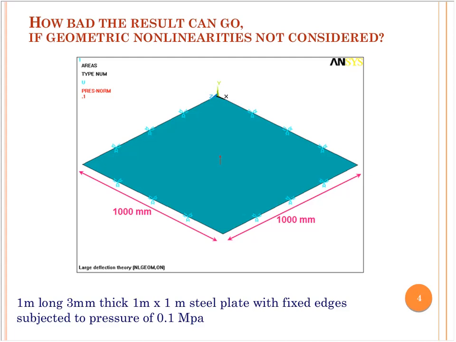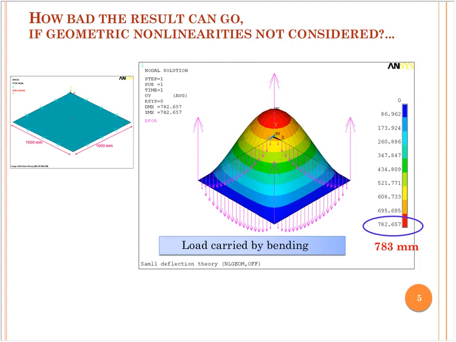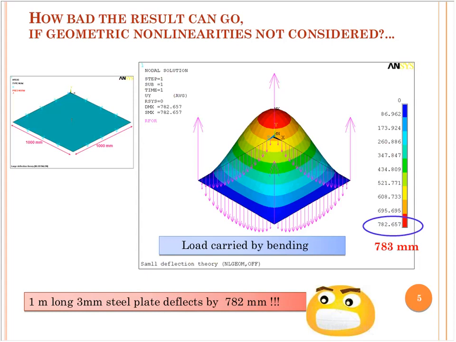When we solve this problem using a simple linear static analysis, we are going to get a deflection of around 783 mm. But imagine a situation, a 3 mm thick steel plate of 1 meter in size deflecting 782 mm is obviously wrong. It is practically not possible. And if you look at how the structure is taking the applied pressure, it is taking it in a bending mode. So most of the reactions are in the bending or lateral direction.